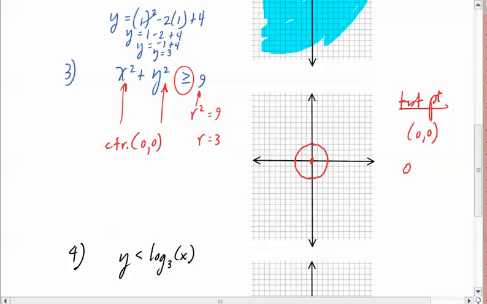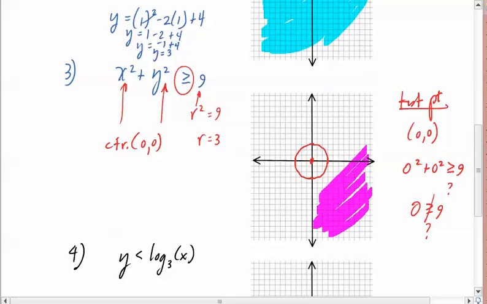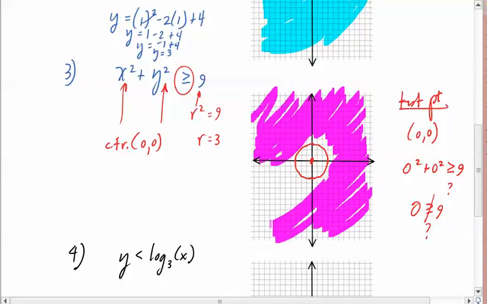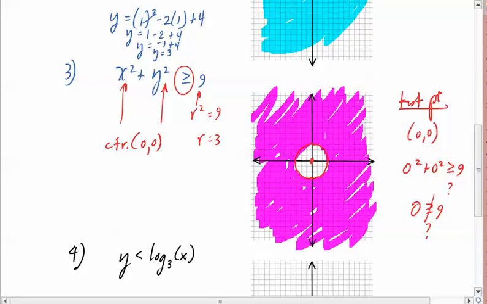So let's go ahead and put it in. We've got 0 squared plus 0 squared. And is that greater than or equal to 9? So 0 is greater than or equal to 9? Heavens no, it's not greater than or equal to 9. So I know that the inside of the circle is not the solution set, so I know that the outside is. And so I'm going to color in the outside of the circle. Pretty simple, right? It's nice if you have a highlighter. It's a little quicker. Okay, good enough for that.